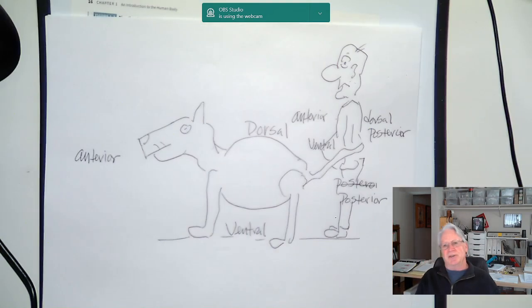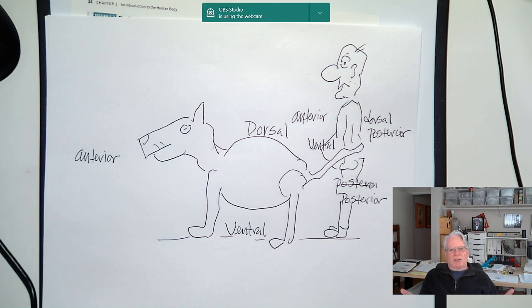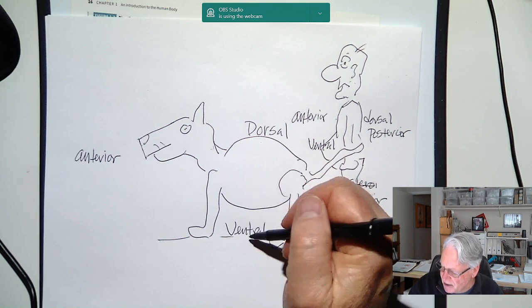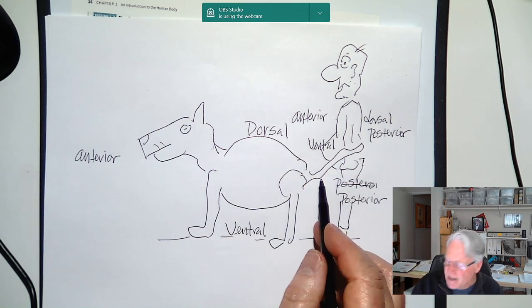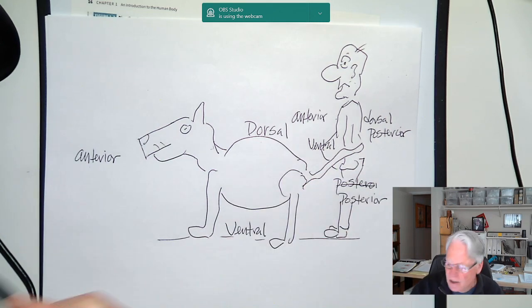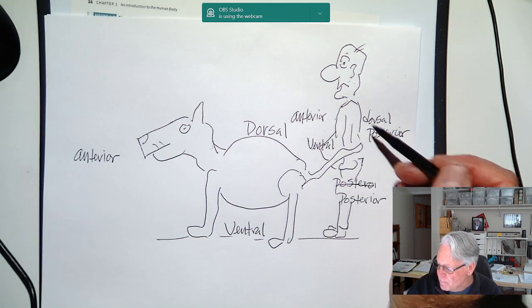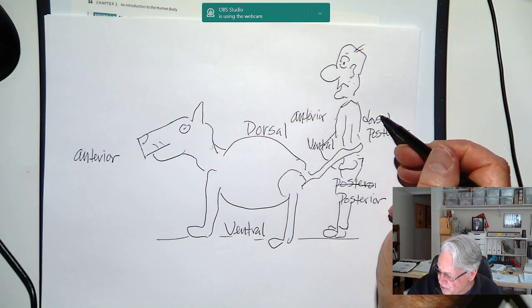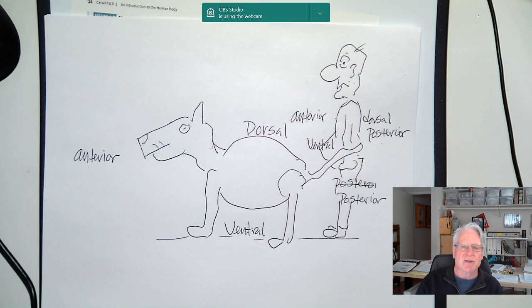And that's your posterior. So when we stood up on two legs, we changed the orientation of the back and the ventral to anterior and posterior. They became the same thing. That's my belly, that's my anterior. That's the back, or dorsal, and posterior. Okay. So these two terms are synonymous.